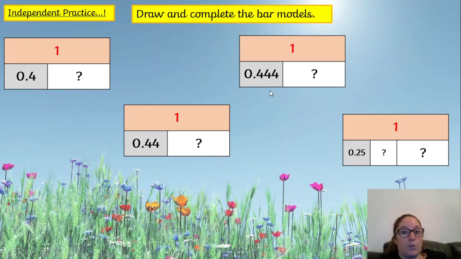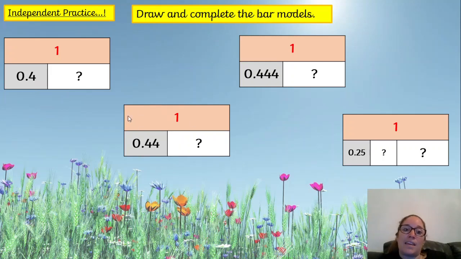0.44, 0.444, and down here is a bit of a challenge. This one's got 3 parts to it. See if you can complete the missing parts. Be careful with these ones that you don't fall into a certain trap. Remembering that if we're adding 2 numbers, remember about exchanging and how we carry over into the next column if it equals more than 10. So think carefully about that.